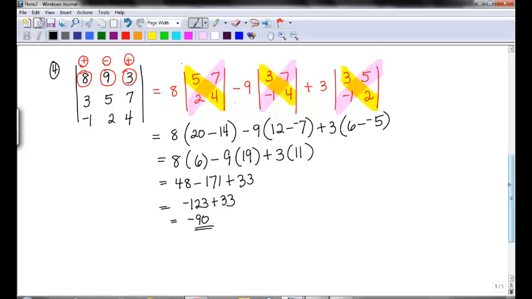Okay, and that is the method called expansion of minors. You always start with this part up here. You always put the positive, negative, positive.